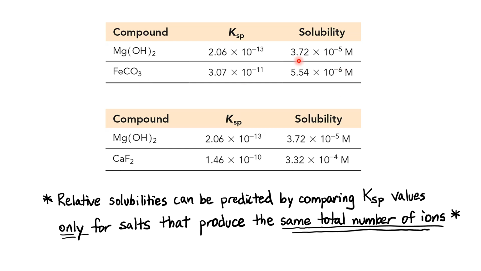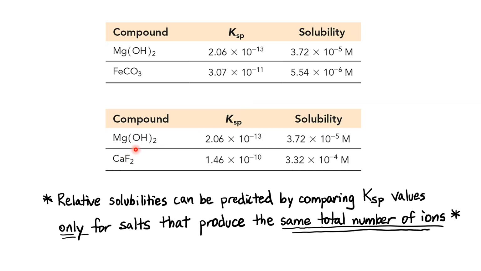Because if this number is larger, what that's telling you is that there's more of the ions concentration-wise in solution, which is effectively telling you how many ions you have in solution, right? So these are the numbers that tell you what's more soluble. All right, look at another example over here.